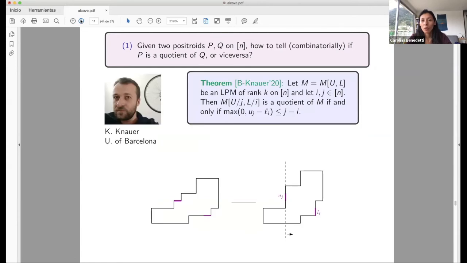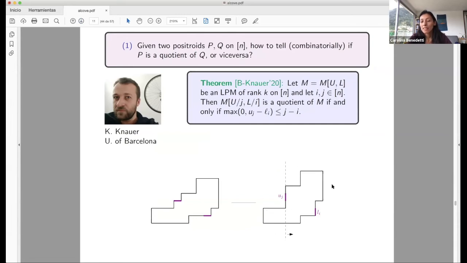So with Collier, we wanted to understand this better, perhaps for a bigger family. And so far, we have managed to characterize completely full flags of lattice path matrices. So if you hand me a lattice path matrix, I can tell you what the lattice path matrices are that are quotients of that one. I can illustrate this with this diagram here.